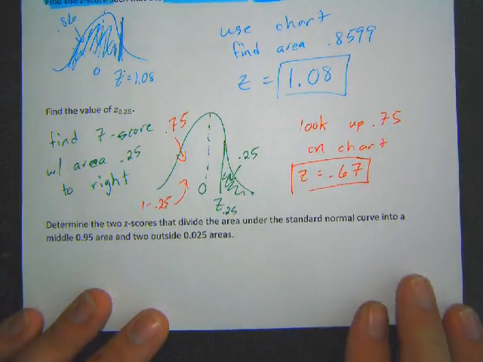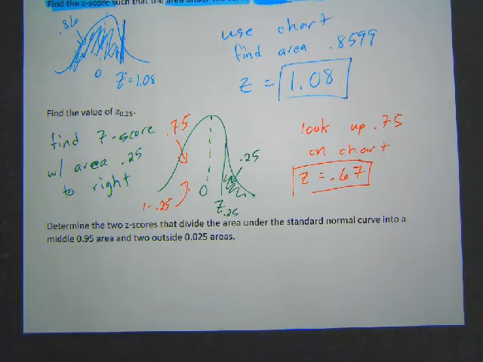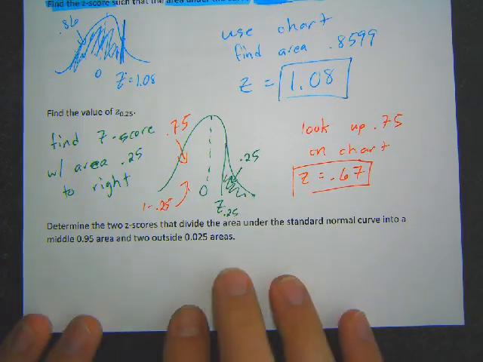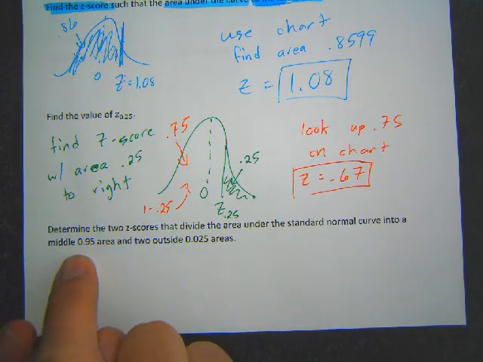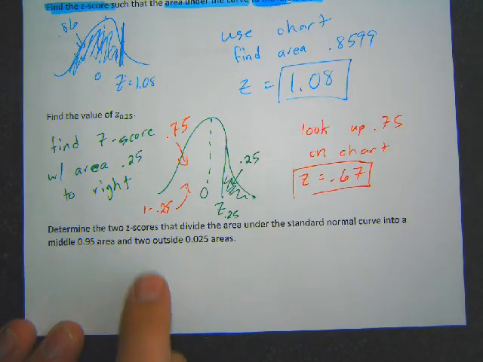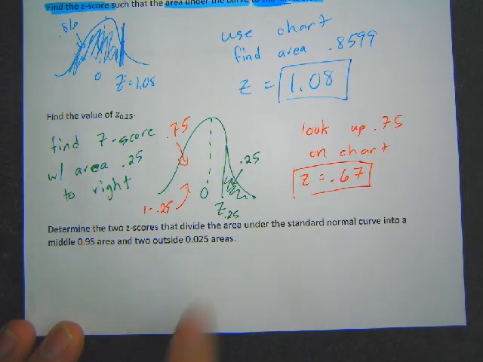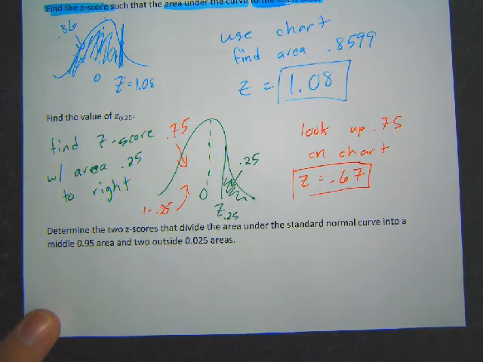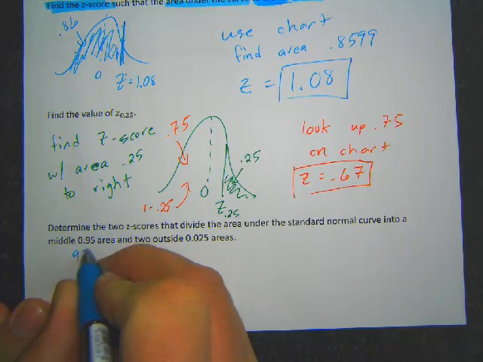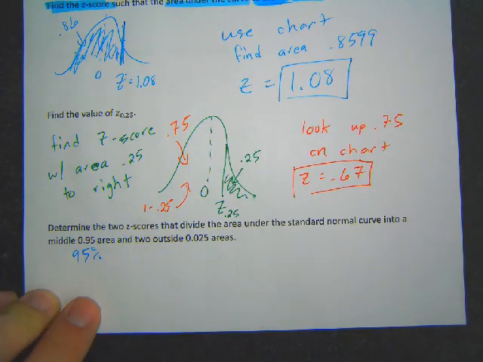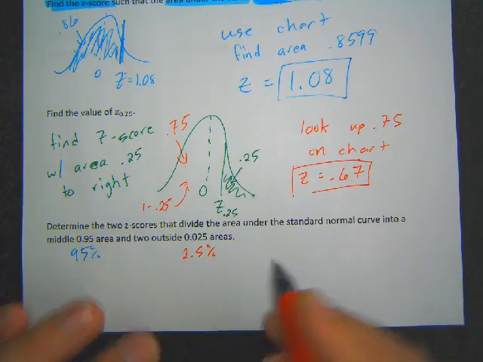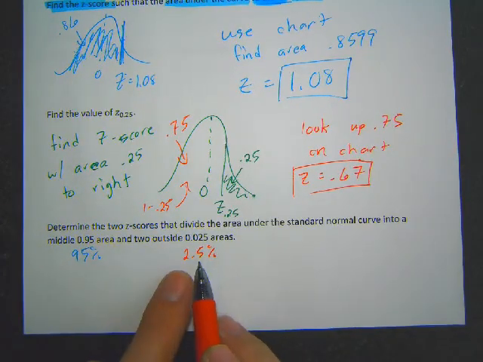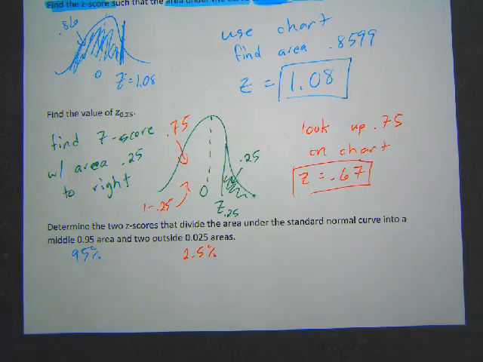Okay, one more thing. And we'll do one more with the table and I'll show you how to use the calculator. We want to find two z-scores that divide the area under the standard normal curve into a middle piece that has 0.95 and the two outside pieces that have 0.025. This is like breaking it into 95% in the middle and then two edge pieces that both have 2.5%. Because note, if you take 2.5%, two of those is going to make 5%, and that'll be the rest of the chart. So it's going to look like this.